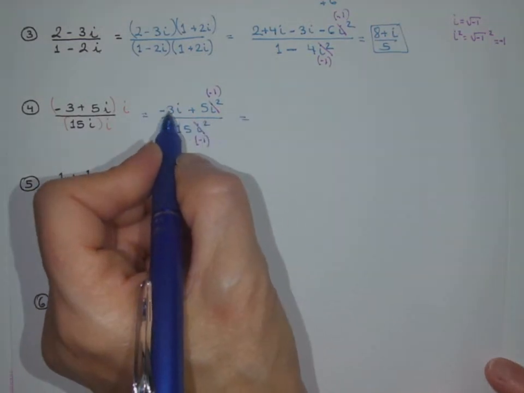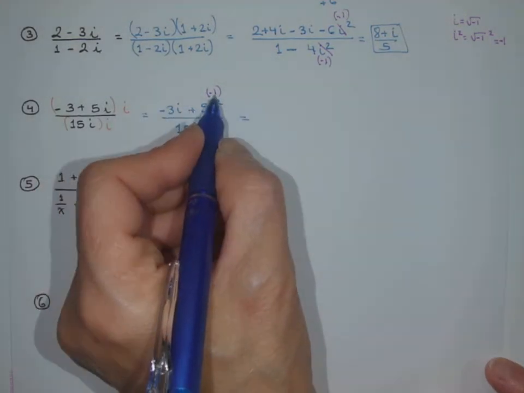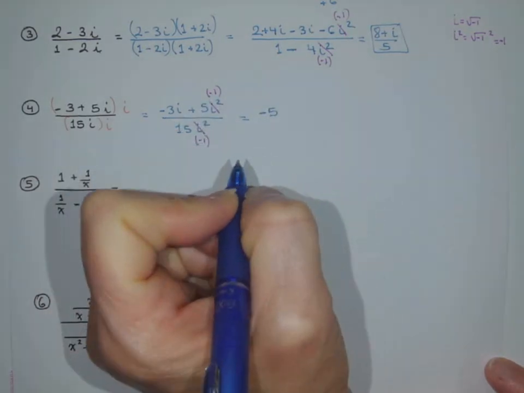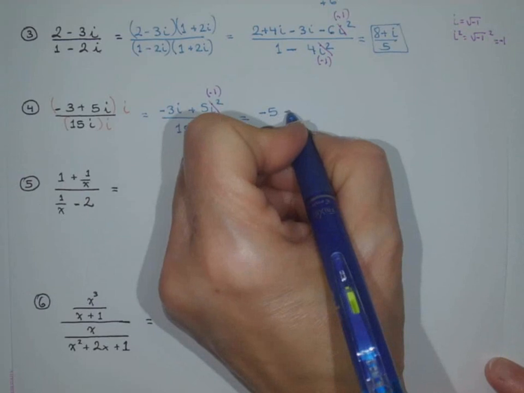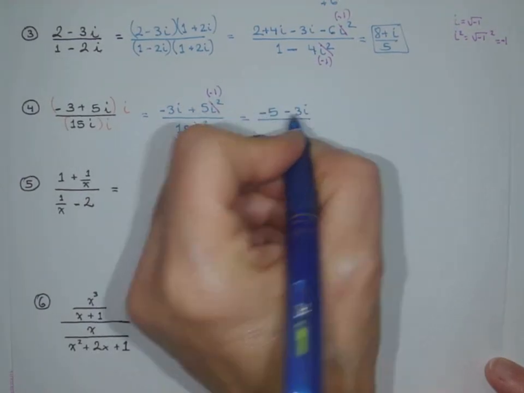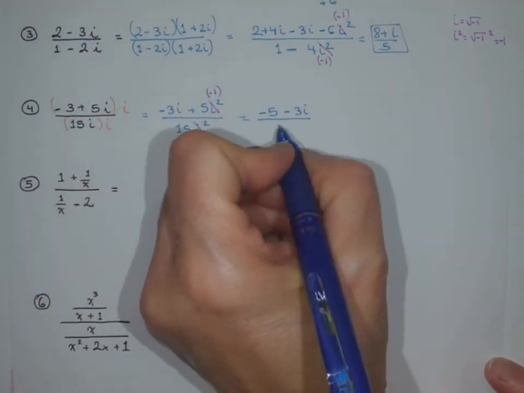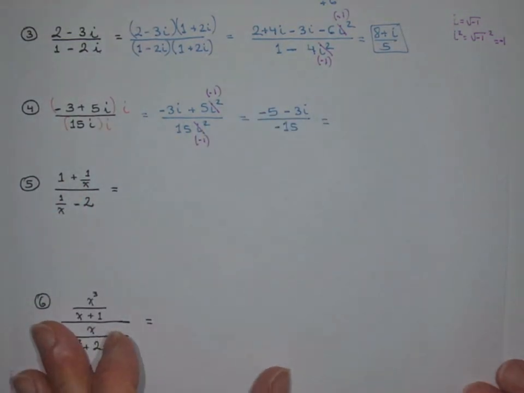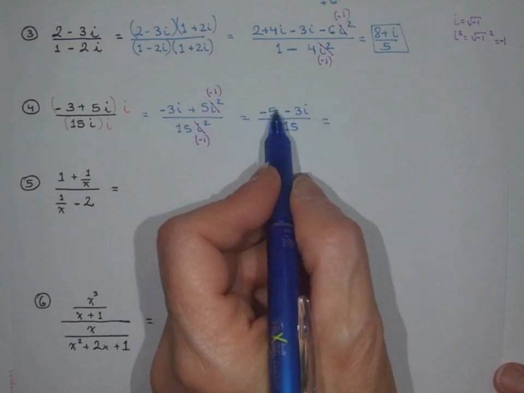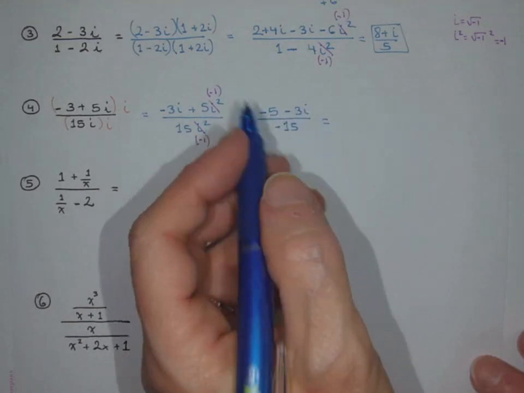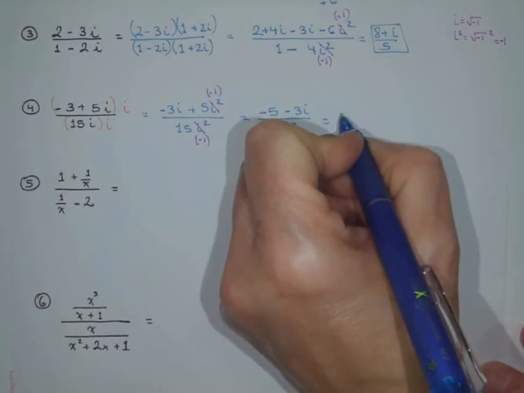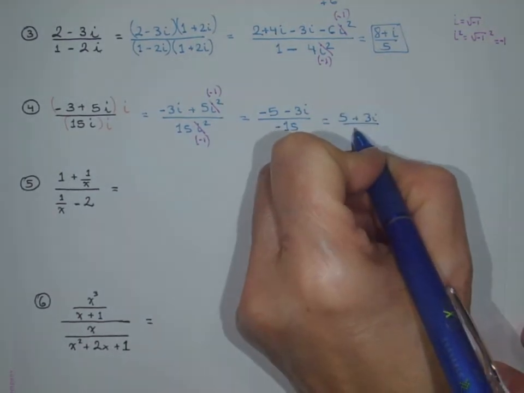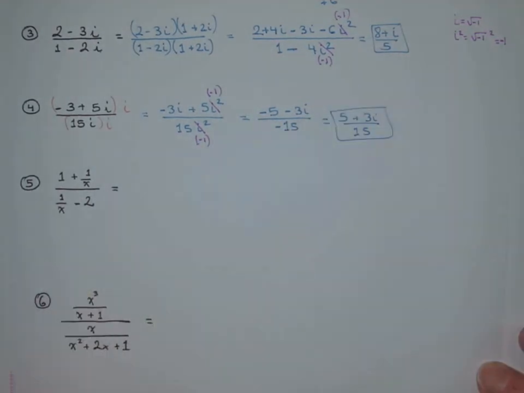So now we have a negative 3i plus 5 times negative 1, that becomes a negative 5. So I'm going to put the real number in the front, negative 5 minus 3i. And then I have a 15 times negative 1, which is a negative 15i. We don't like to leave the negative like that in the denominator, so I'm going to multiply through by a negative 1 everywhere. So that becomes a positive 5, that becomes a positive 3i, and that becomes a positive 15. And that will be it.